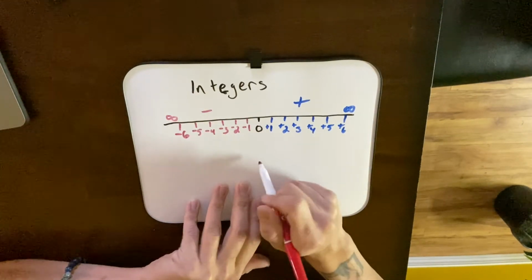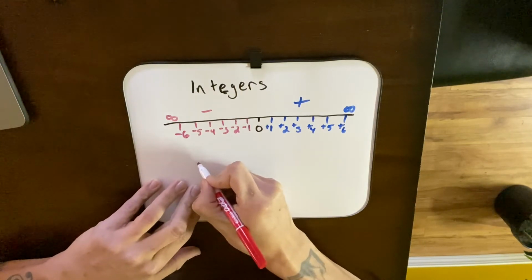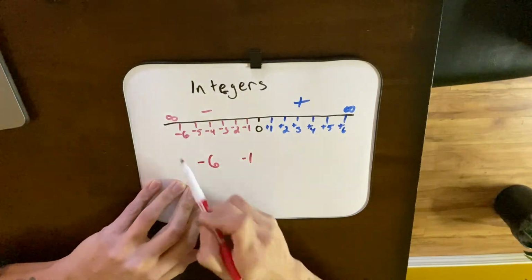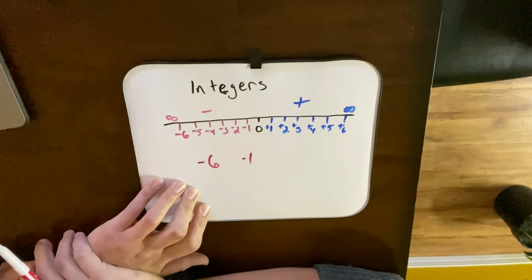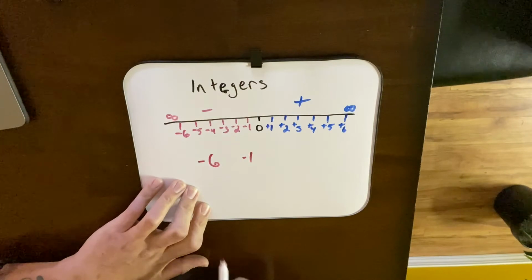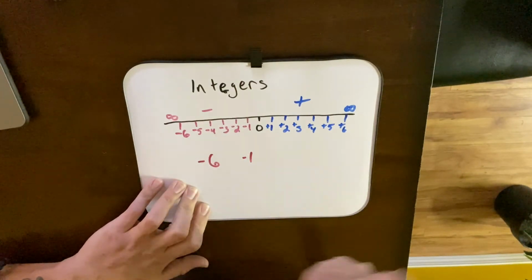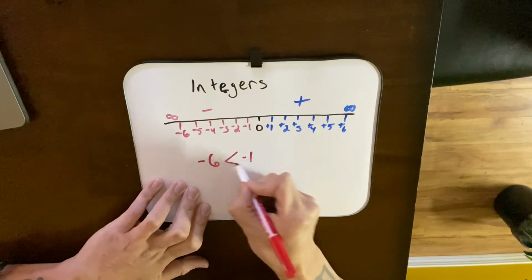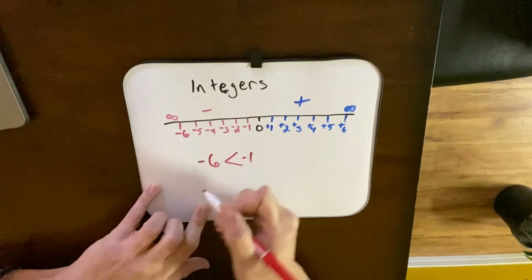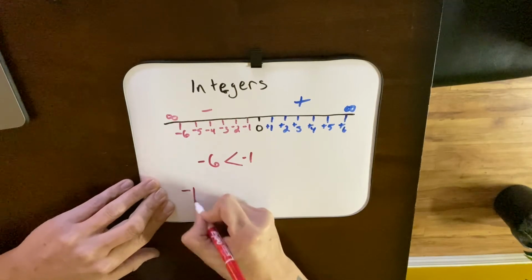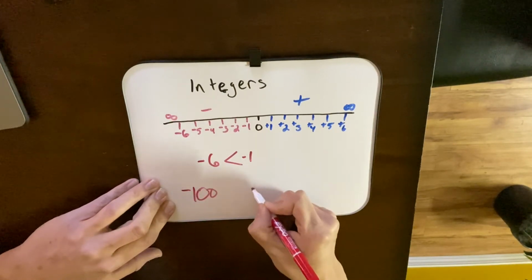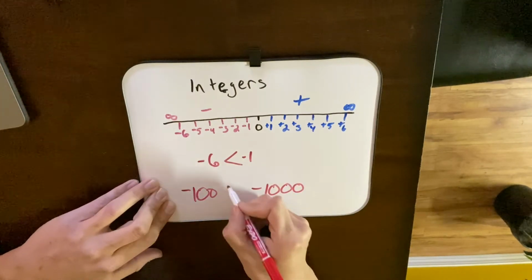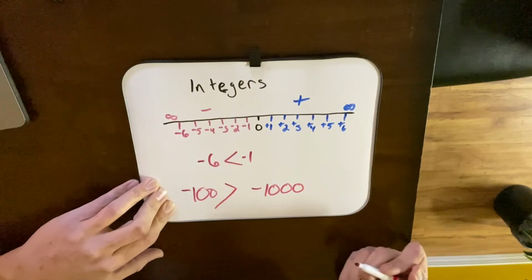But if we're comparing integers, for example, if we're comparing negative 6 and negative 1, because negative 1 is further to the right on the number line, that means it is the bigger number, all right? So the further we go, for example, we have negative 100 and negative 1,000. Negative 100 is going to be the bigger number, all right?